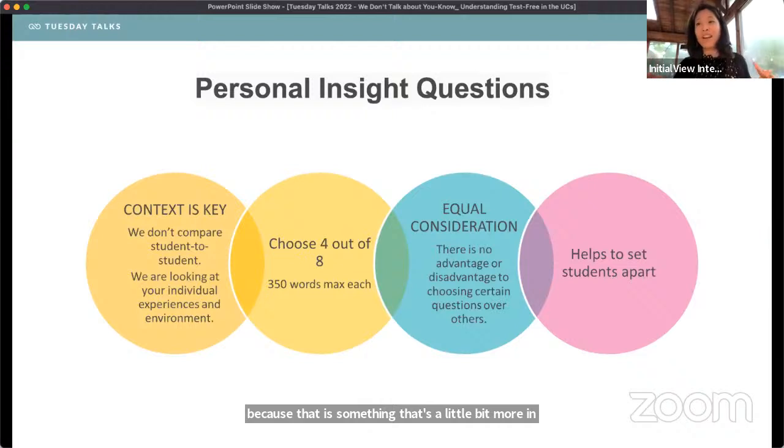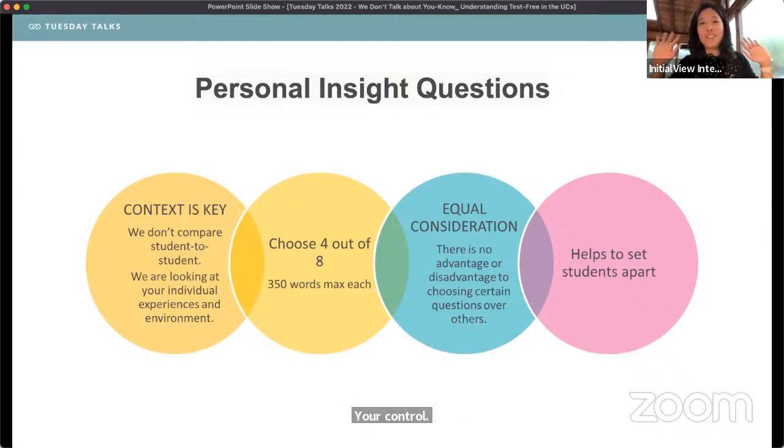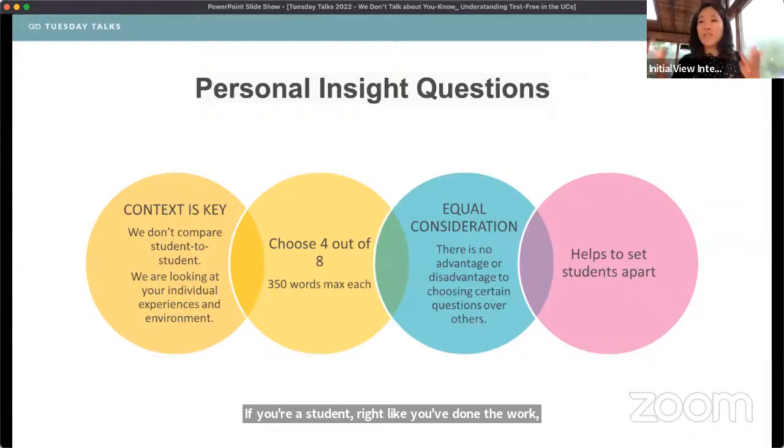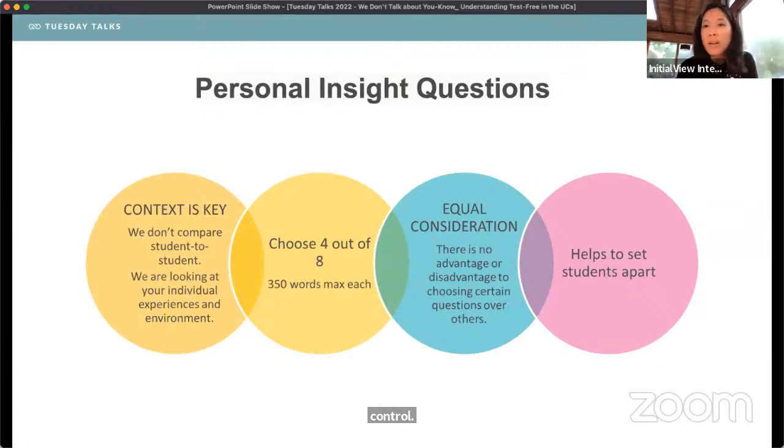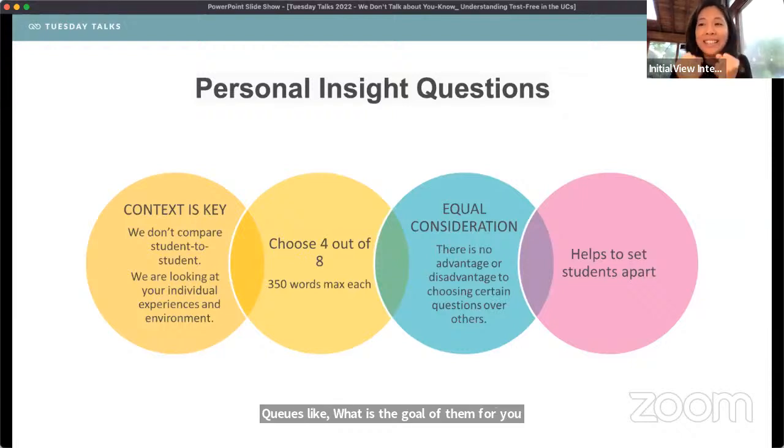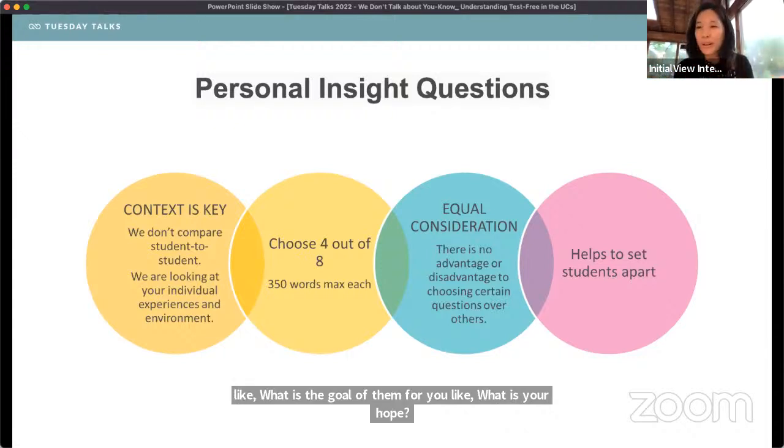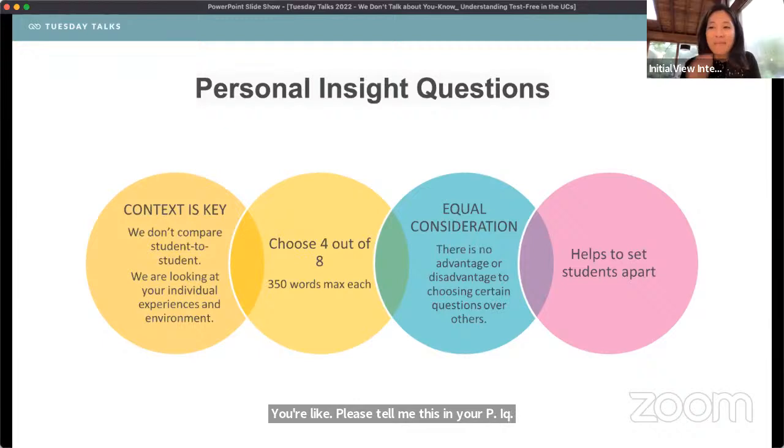If you're a student, you've done the work and you've got to be able to present it clearly to the admissions officers who are reading, so that they understand what classes you've taken and how you've done in them. But here is something that's completely in your control. So I'm just going to cut to the chase. What are the biggest mistakes you see in the PIQs? What is the goal of them for you? What is your hope? You're like, please tell me this in your PIQ. And then where do you see it all falling apart?